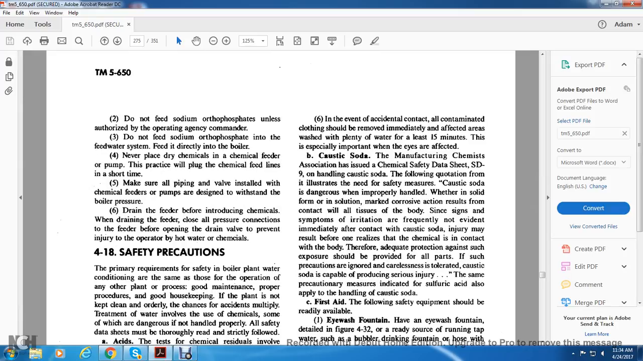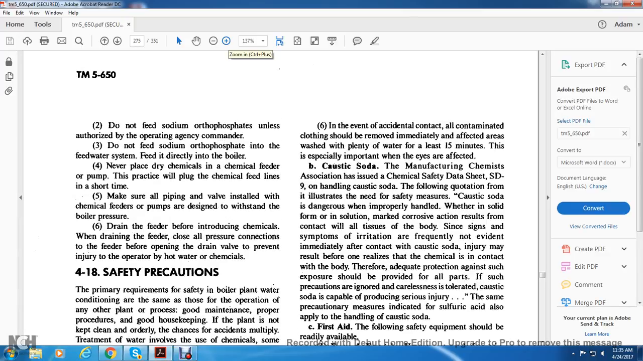All right. 2. Do not feed sodium orthophosphates unless authorized by the operating agency commander. Do not feed sodium orthophosphates into the feed water system. Feed it directly into the boiler. 4. Never place dry chemicals in the chemical feeder or pump. If you do, the practice will plug the chemical feeder line in a short time.